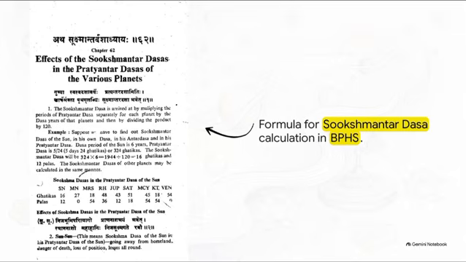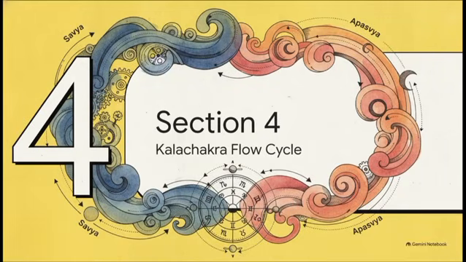Then, dividing 1,944 by 120 yields 16 gatikas and 12 palas. Now you might be wondering, why divide by 120? That number is absolutely crucial, because 120 represents the maximum human lifespan in the Vimshatari Dasha system. Let's dive into Section 4, Kala Chakra Dasha Flow Cycle.